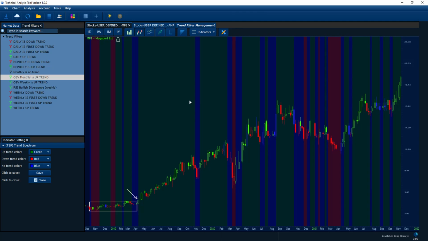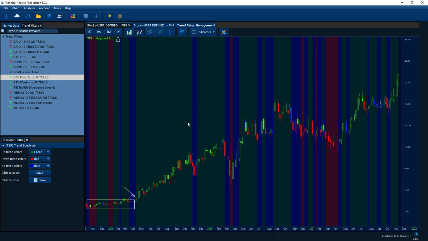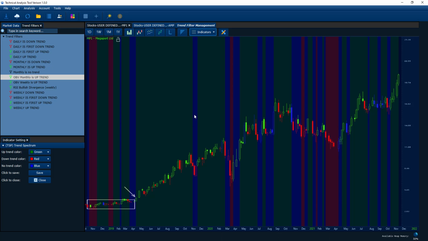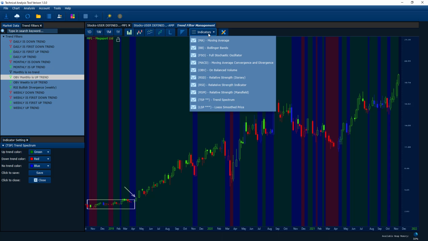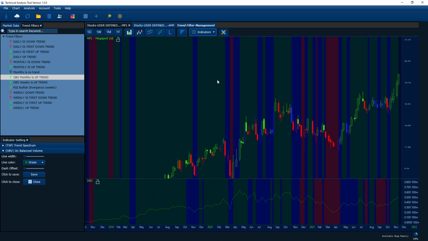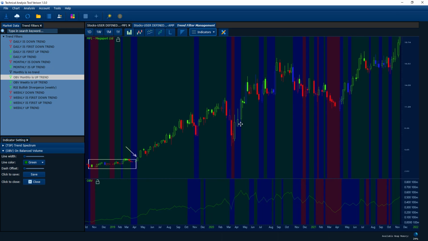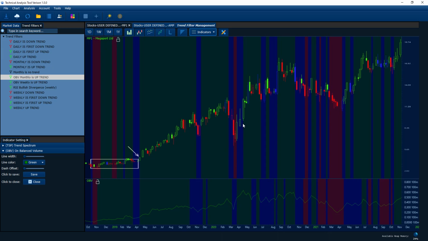I have to add it back. Not only can you apply this trend spectrum on a price chart, you can also apply the same trend spectrum on some indicators. This is quite valuable information as well. For example, if you bring up the on-balance volume here, as you can see, it's a line chart, right?